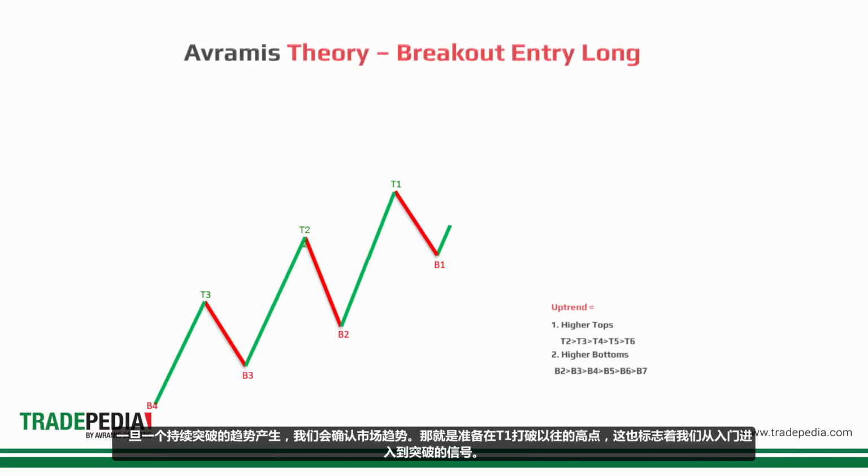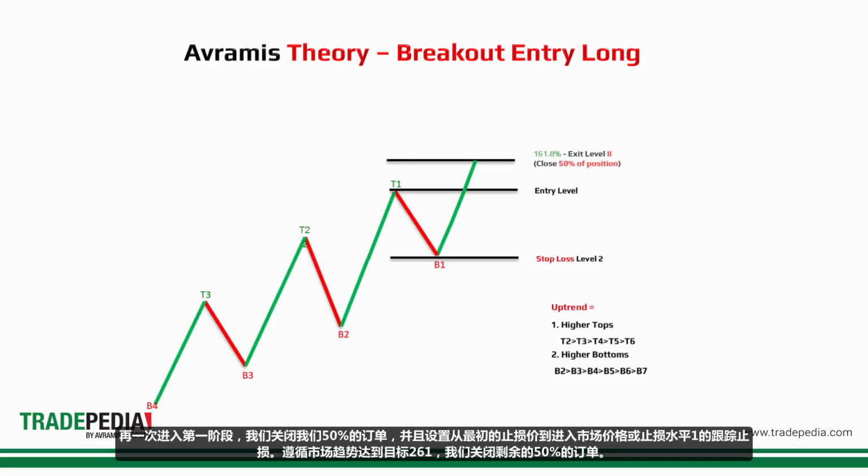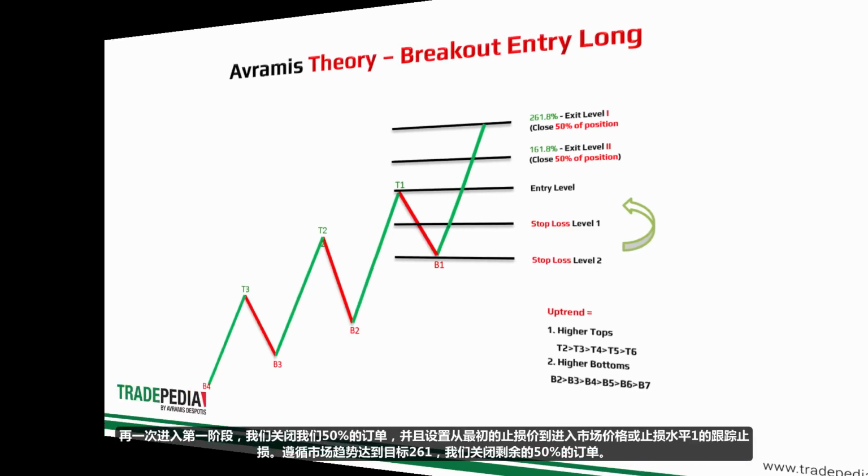A trend continuation breakout signal is generated once we have a confirmed trend in the market that is getting ready to break out of the previous top outlined at T1, which also signals our entry level into the breakout. Now, in the case of a breakout, our stop loss is placed below the previous bottom at B1. And once we have our outlined targets at the 161 and 261, at the first target again, we close 50% of our position and trail our stop loss up from the original level up to either the entry level or stop loss level 1. From there on, allowing the trade to reach the 261, where we close the remaining 50% of the position.